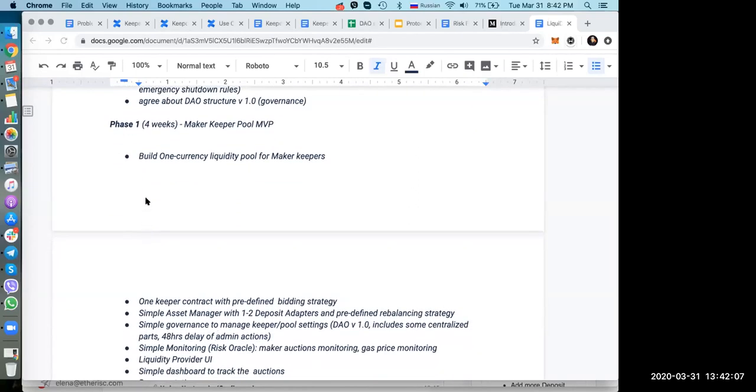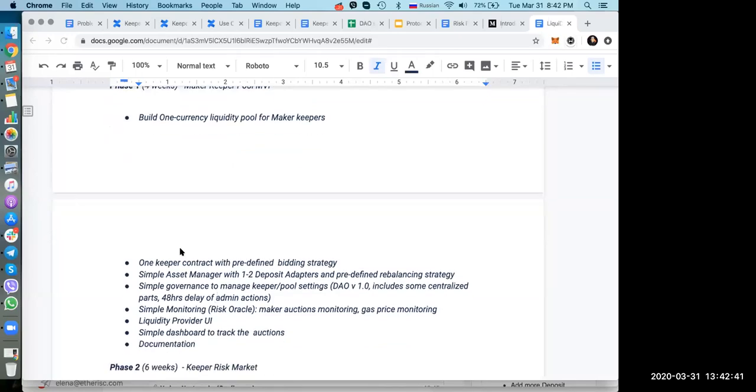So phase 1 is about building the MVP of the Maker Keeper pool, which will be a one-currency liquidity pool connected with one keeper contract with a predefined bidding strategy. We are going to use one for the first phase and then extend with additional bidding strategies. We're also going to build a simple asset manager with 1 or 2 deposit adapters and a predefined rebalancing strategy.